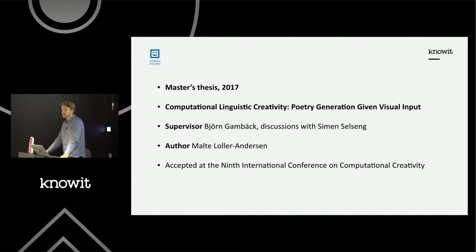As I said, it was a master's thesis done in the spring of 2017. The title was Computational Linguistic Creativity, Poetry Generation Given Visual Input. It just got accepted into the 9th International Conference on Computational Creativity. So I'm going to Spain in 2 weeks to hold this, or some other variation of this.